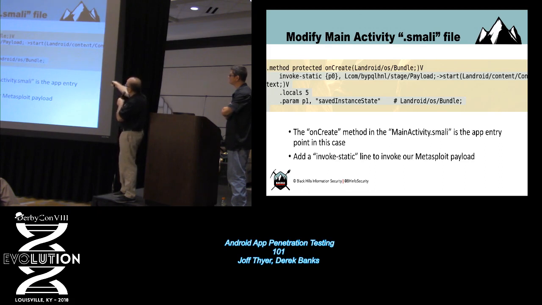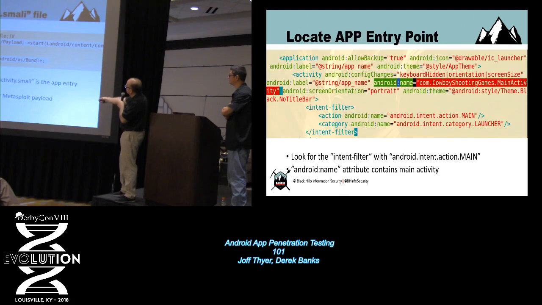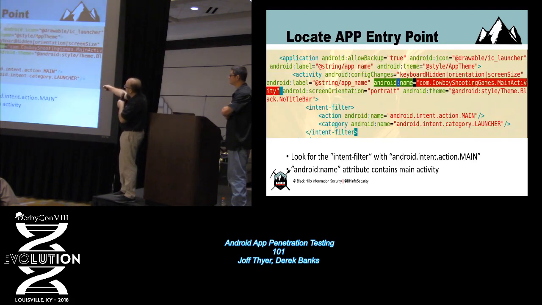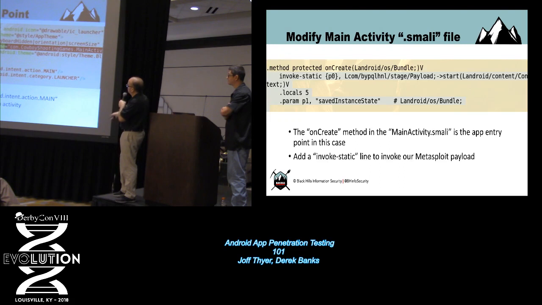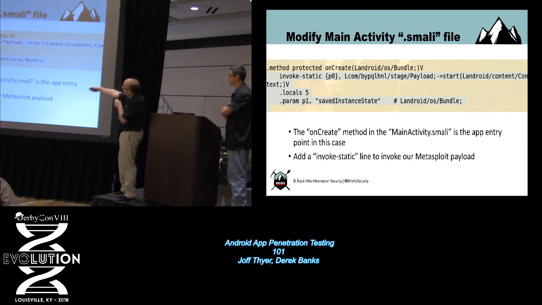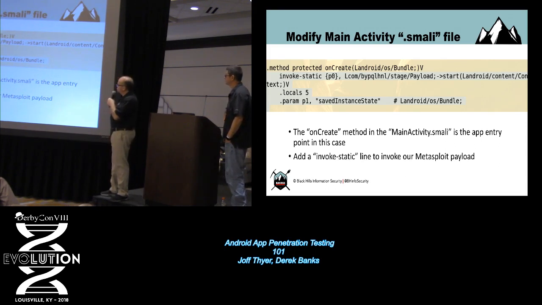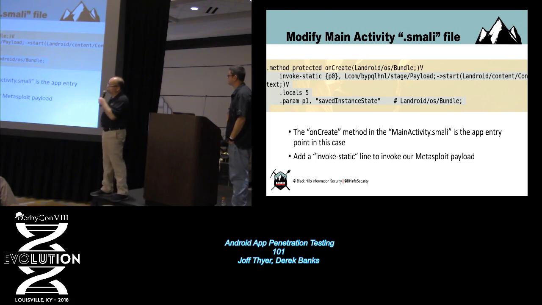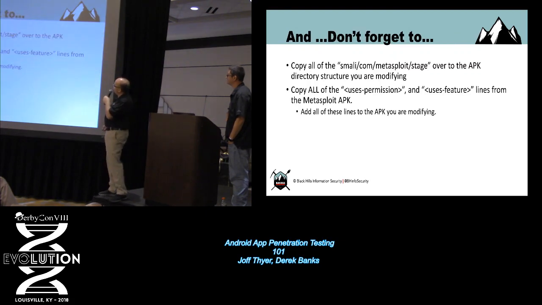Non-trivial. Then you have to modify the MainActivity Smali file by searching for the onCreate method in com.whatever it is. The file is going to be essentially this file, com/cowboyshootinggames/MainActivity. And once you get into that Smali file, this is the disassembled content, and you have to insert a line to invoke a static assembler method here, which is going to be your Metasploit payload, okay? So this is actually non-trivial and actually subject to human error. That's what I'm trying to point out here.